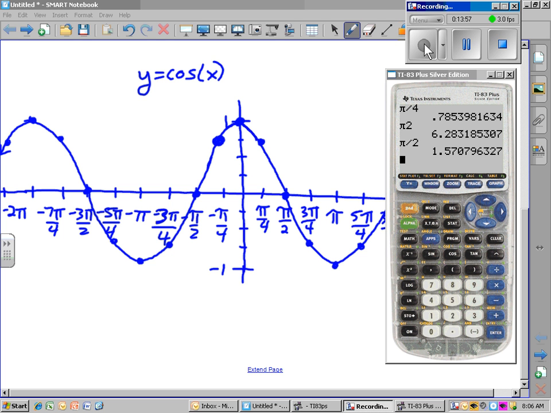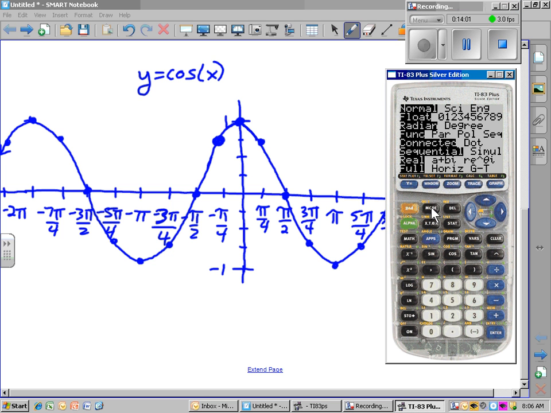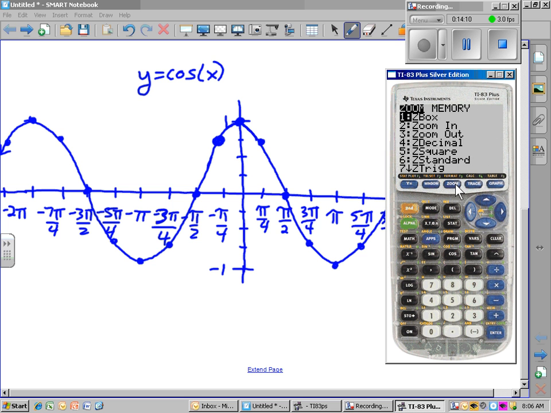So do we have to do anything special to see this graph? If we're in the right mode, no. I'm in radian mode. That means I'm seeing these decimals. It'll recognize pi over 4 and so forth. So I can just say zoom 6, and I should see, okay.